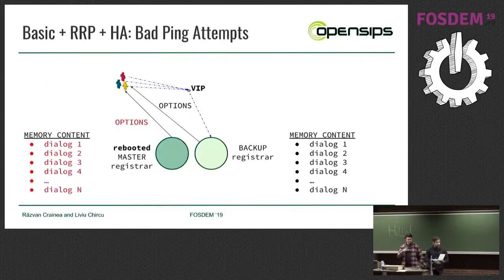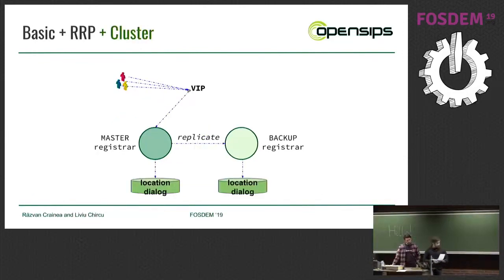Another problem with this data duplication is that oftentimes you need to continuously ping the clients in order to keep the NAT binding alive, and the master node will also attempt to generate pings, but it will not be able to send them because the operating system doesn't let it, since it does not own the virtual IP address. It'll flood the logs with 'operation not permitted' and so on, and you want to prevent that. So now enter the OpenSIPS clustering.